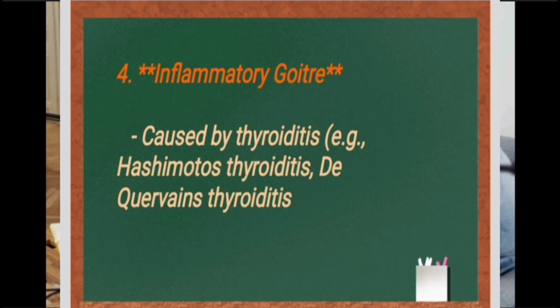And the last type mentioned, inflammatory. This is caused by inflammation of the gland itself, thyroiditis. Examples given are Hashimoto's thyroiditis. Which is autoimmune. Right. Often causes hypothyroidism. Exactly. Very common cause of hypothyroidism, and it often presents with a goiter, especially early on, and also de Quervain's thyroiditis.